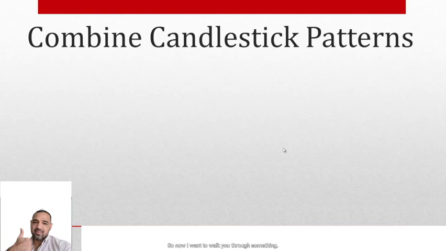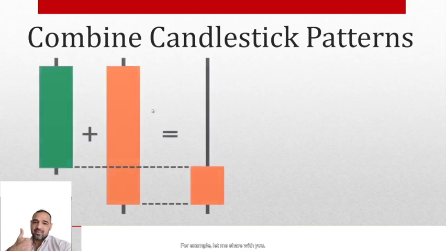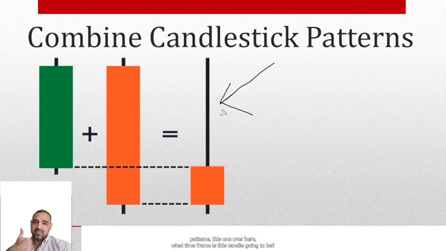So now, I want to walk you through something we call combining candlestick patterns, because candlestick patterns are essentially just showing you the price of the different sessions. And if you think about this, they can be combined. For example, let me share with you. Just imagine that, let's say this is a 1 hour candle. The green one is 1 hour. The red one is 1 hour. So now, when you combine these two candlesticks, what time frame is this candle going to be? Well, 1 hour plus 1 hour, this will be a 2 hour candle.